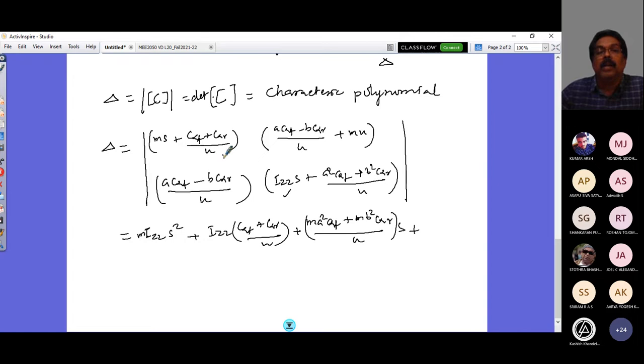Plus I have to multiply now these two terms, so that is C alpha F plus C alpha R by U multiplied by A squared C alpha F plus B squared C alpha R by U.